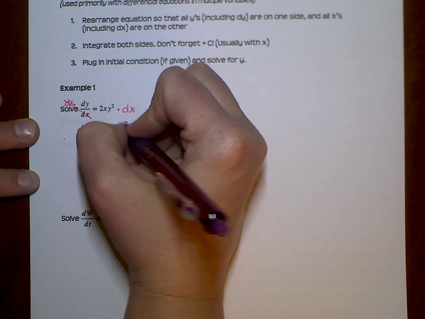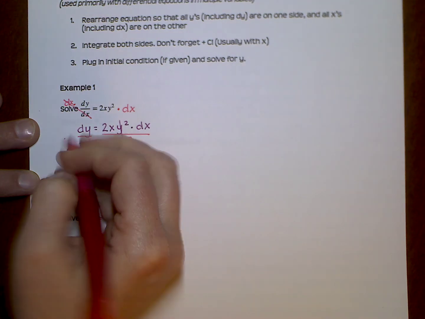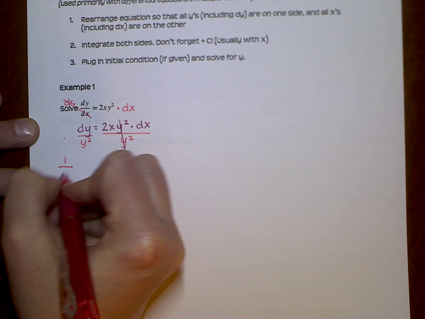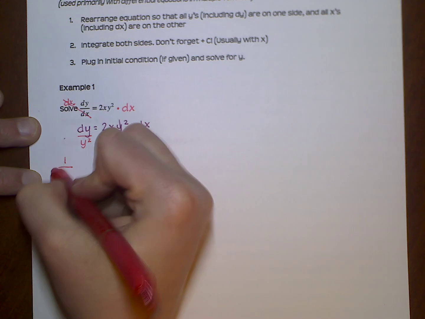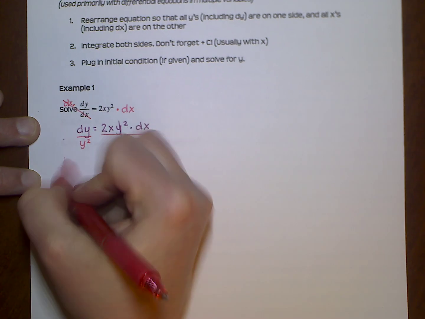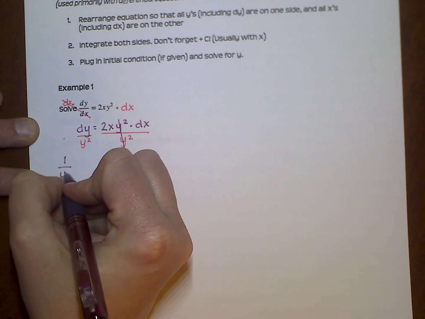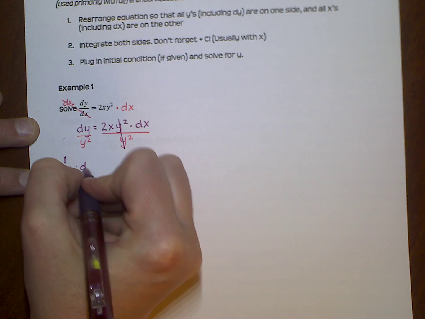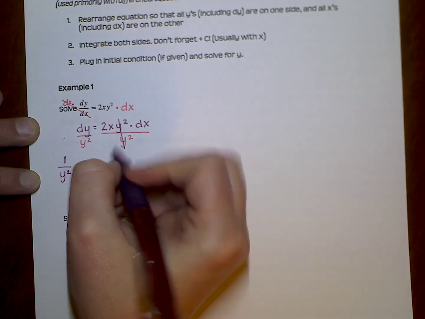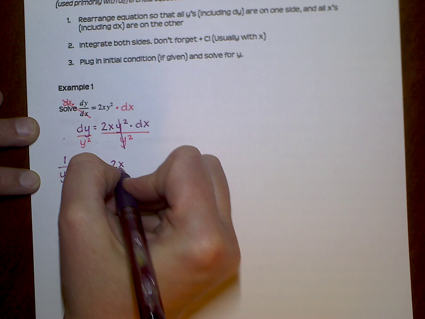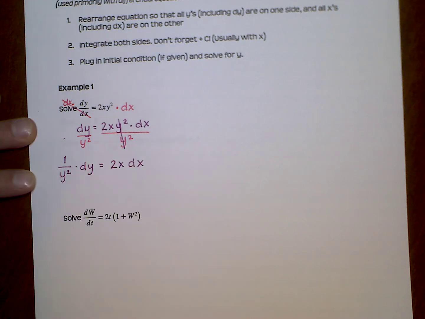I think our life is going to be easier here in a second if I actually write this as 1 over y squared. Sorry about messing with my color scheme here. So 1 over y squared with the dy off to the side. And then over here, I have 2x dx. Okay, so I've got all my y's on one side, I've got all my x's on the other. I did all my movement using multiplication and division because that's how we want our things connected.